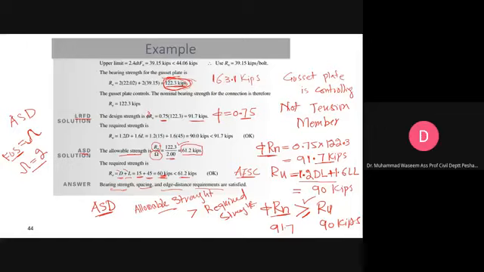The thing you should remember whenever you are evaluating the bearing strength of a connection is that you should use phi 0.75 in LRFD, and in ASD for bearing strength you will use omega equal to 2. Note it down in your notebooks.